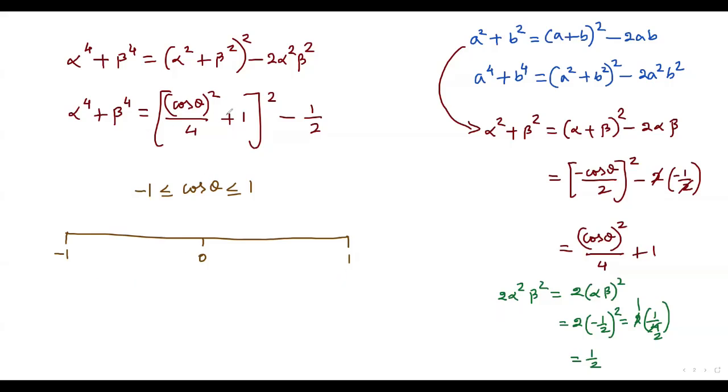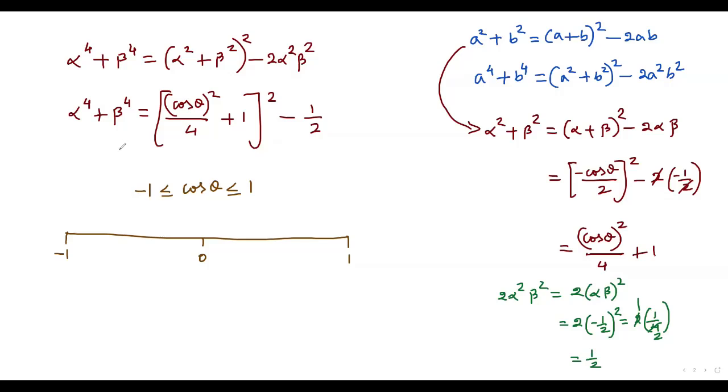Okay, here to get the maximum value of this expression alpha to the fourth power positive beta to the fourth power, what we can do is we can use the maximum value of cosine theta, that is 1. We have to plug in 1 for cosine theta over here. When I plug in 1 for cosine theta over here, that is the maximum value of cosine theta, so I'll be getting the maximum value of this expression over here on the right side.